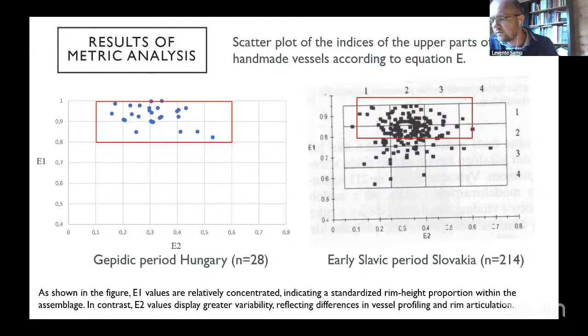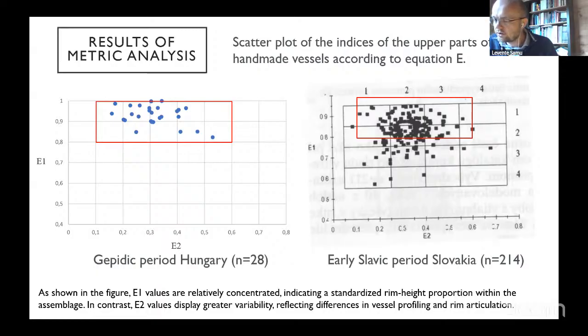By contrast, the wider spread of E2 values reflects greater variability in vessel profiling and rim articulation. A similar concentration pattern can also be observed in the Slovakian early Slavic period, suggesting comparable morphological tendencies in both assemblages. Overall, the comparison indicates that while rim proportions remained relatively standardized, vessel profiles themselves display increasing formal diversity.